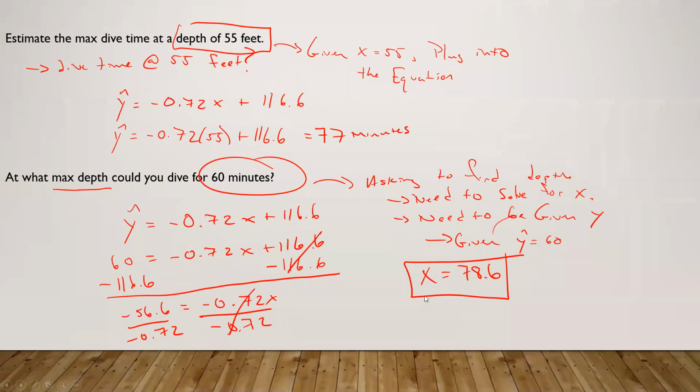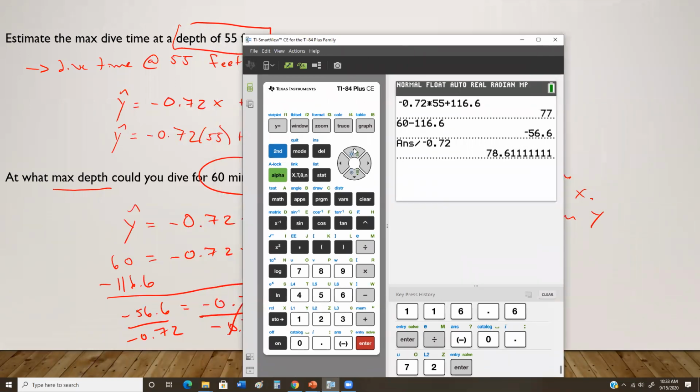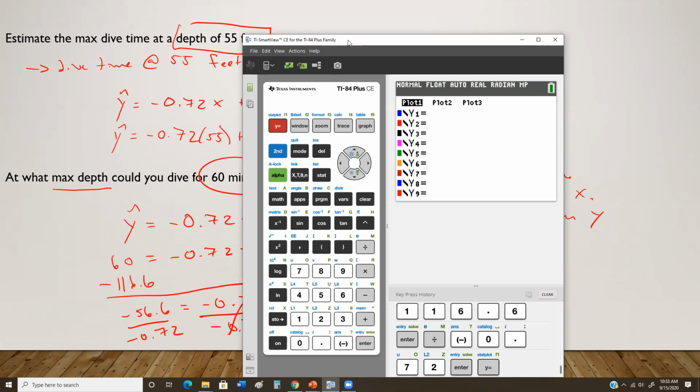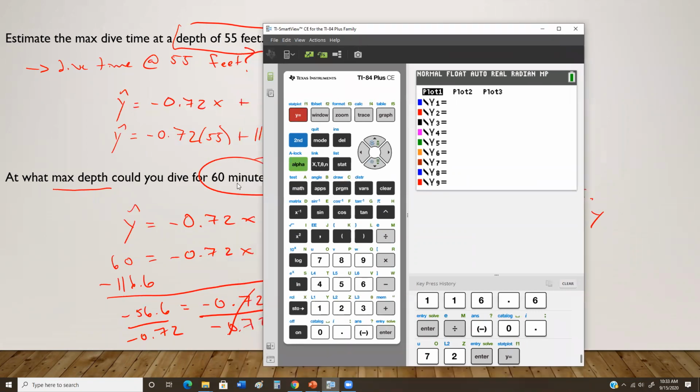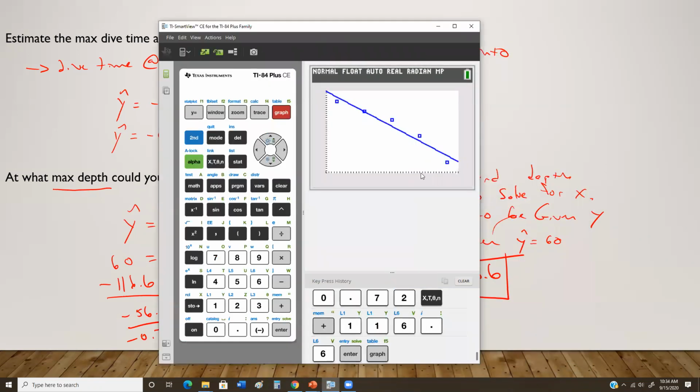Just so you can see that all this worked out, I should have done this prior: let's plot our line over our data again, to confirm that the line fits the data well. I'm going to go back to y equals and plug in my slope, negative 0.72. Don't ever use the subtraction sign; use the negative 0.72 times my variable plus 116.6. When you graph this, you see the line fits the data really well.